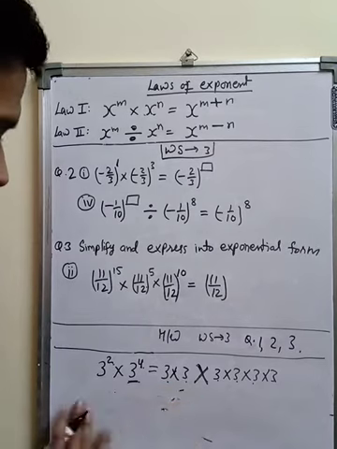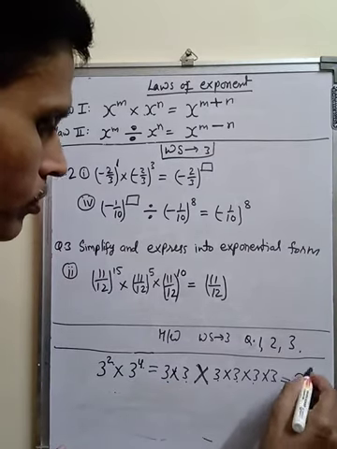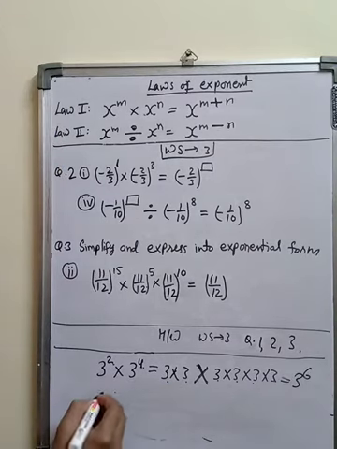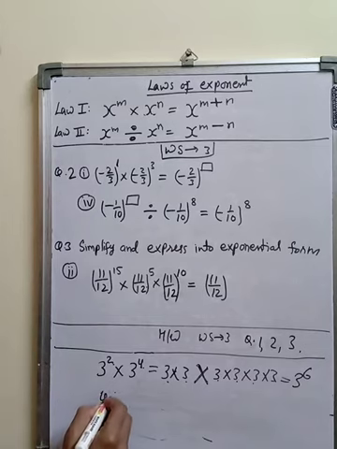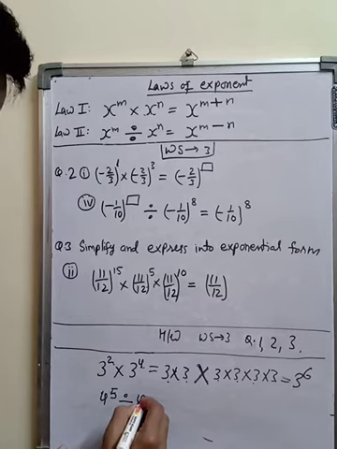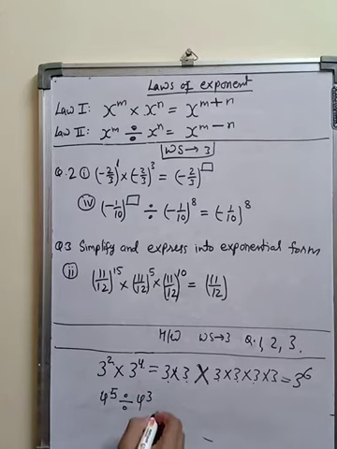So x to the power m into x to the power n is equal to x to the power m plus n. It means the powers will be added. Bases will be same, and in between multiplication, then powers will be added.